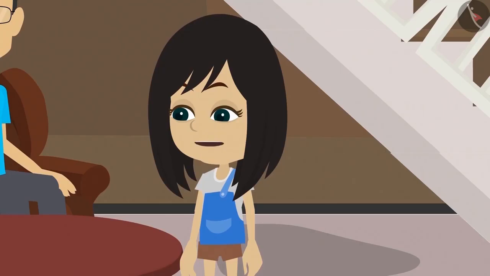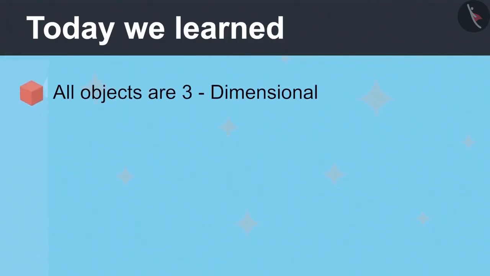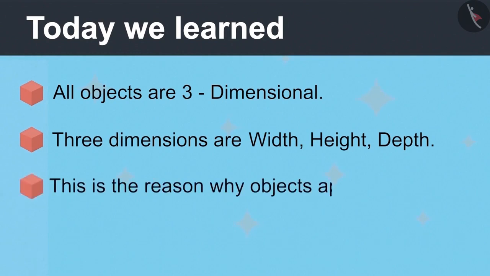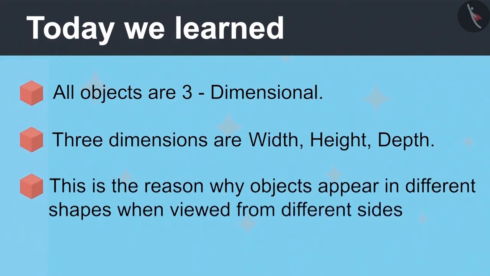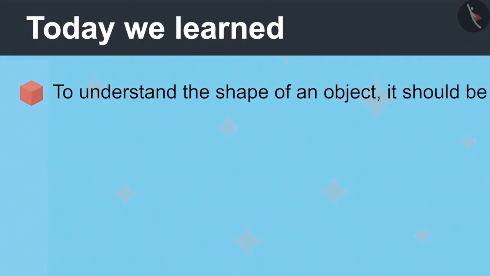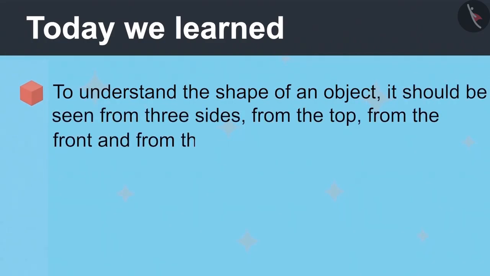Now I have fully understood that all objects are three-dimensional. The three dimensions are width, height, and depth. Because of this, objects appear to be of different shapes when viewed from different sides. To understand the exact shape of an object, one must look at it from three sides, from the top, front, and from the right side.